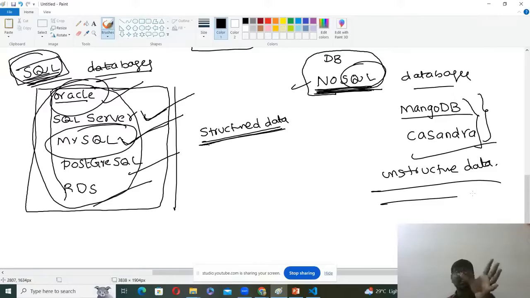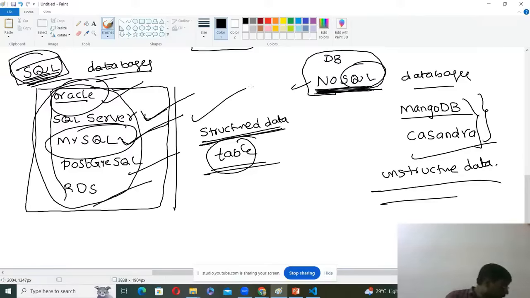Simply, structured means some clear organization. Suppose the data is in the form of a table, rows and columns. If you open an Excel sheet, it is very easy. So rows are there, columns are there. If the data is stored in the form of tables, that is called structured data.